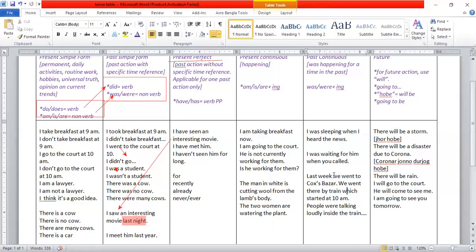Last week we went to Cox's Bazar. That's in past form. We went there by train, which started at 10 a.m. That is also past form. People were talking loudly inside the train. This is in past continuous form because the moment we got into the train, or after it started, this was the situation we observed. At that moment, people were talking loudly inside the train.